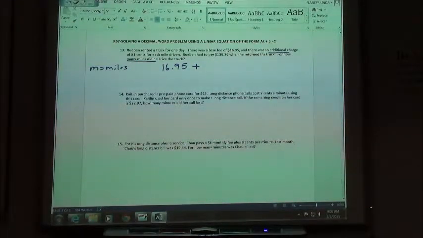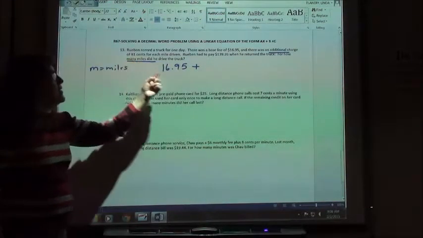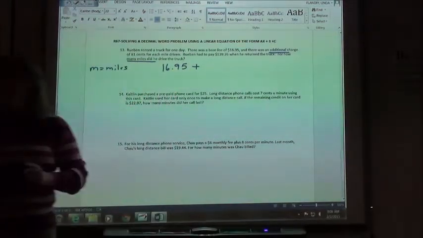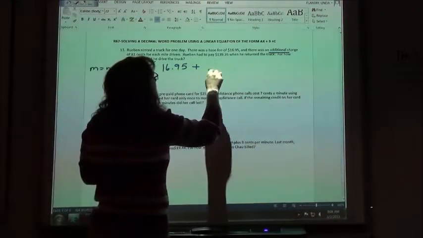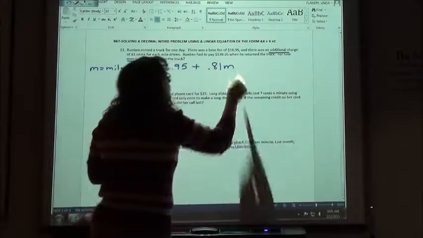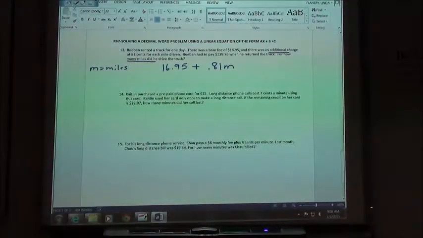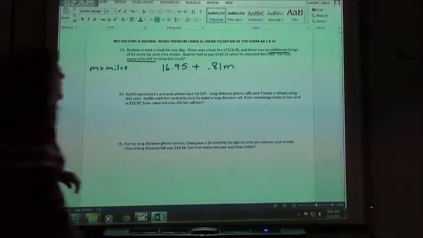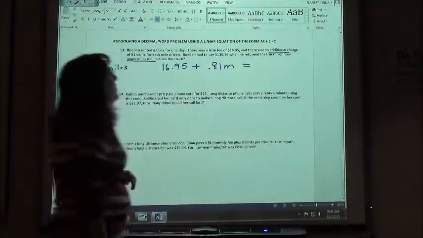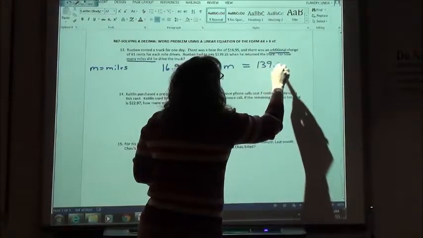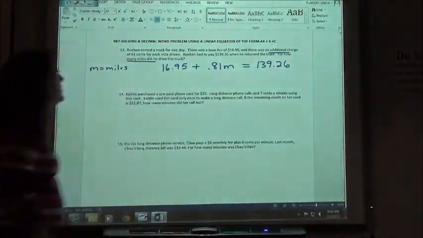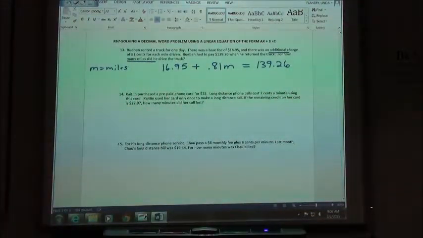Be careful here when you write 81 cents down because this is in dollars. How do I have to write the 81 cents? 0.81, right. So 81 cents per mile driven is 0.81 M. When he returned the truck, he ended up paying a total of $139.26. So my equation: $16.95 plus 0.81 M equals $139.26.